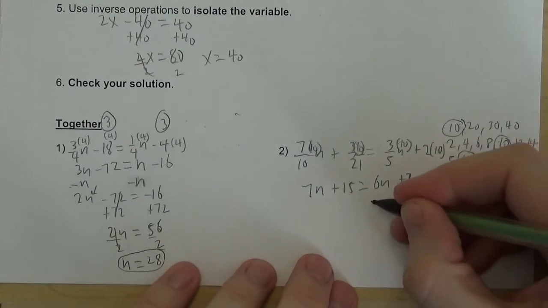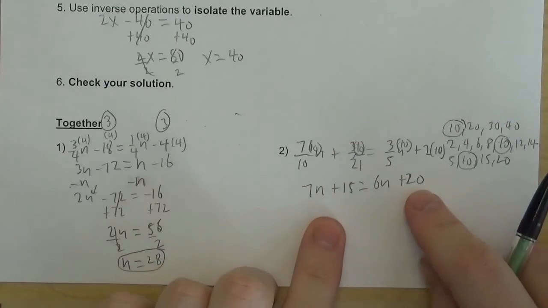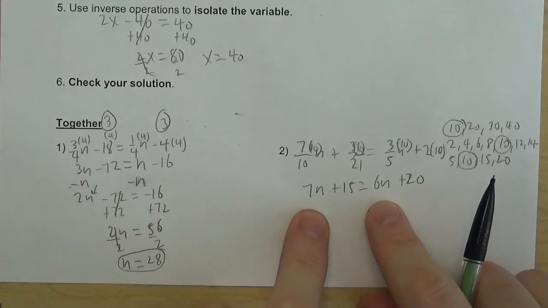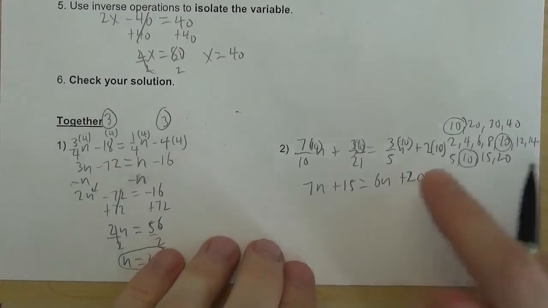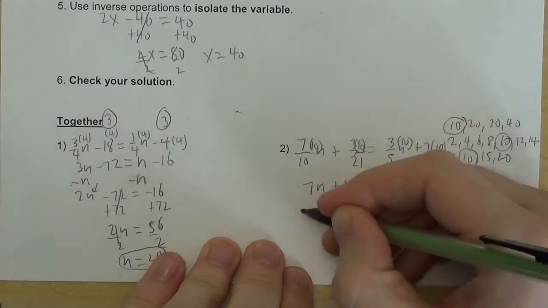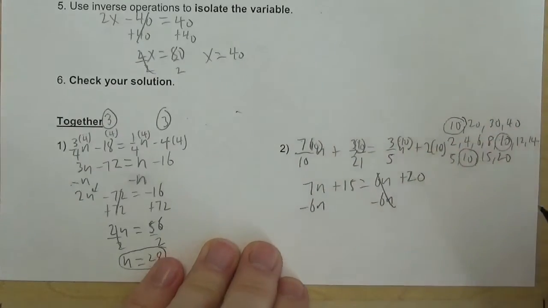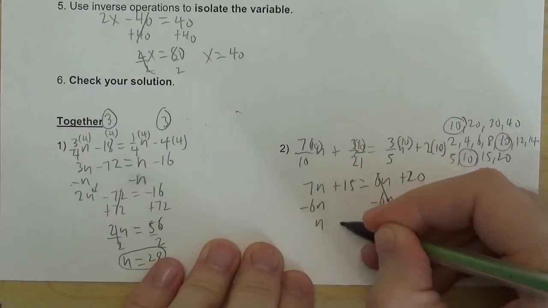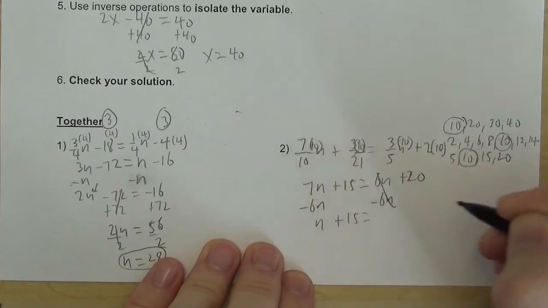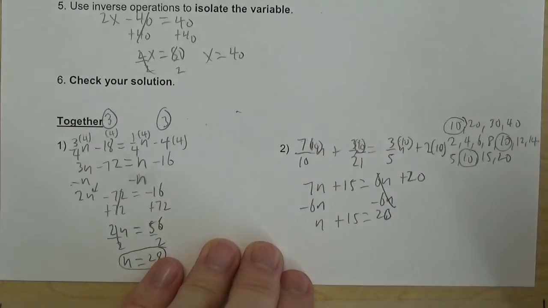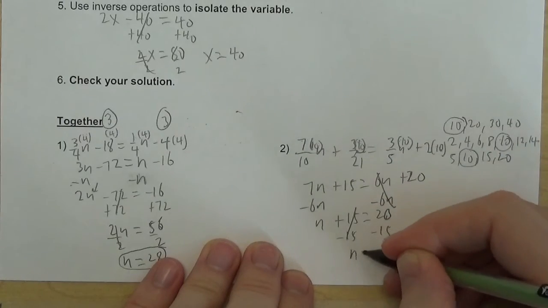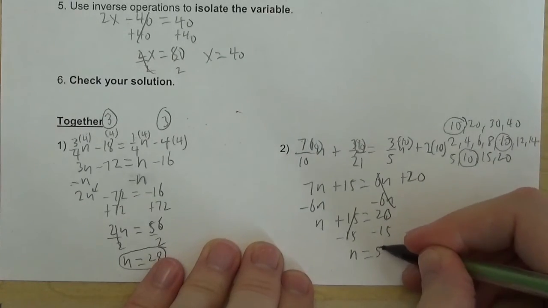So now this is going to be a whole lot easier to solve without those fractions in there. In fact, we don't have any parentheses, we don't have any like terms to combine, so again we're going to this same step here where we need to eliminate the variable on one side. So we're going to subtract 6n here and subtract 6n there. That cancels out, and 7n minus 6n is 1n, or just n, plus 15 equals 20. And this is just a one-step equation that's left. If we subtract 15 on both sides, we get n equals 20 minus 15 is 5.